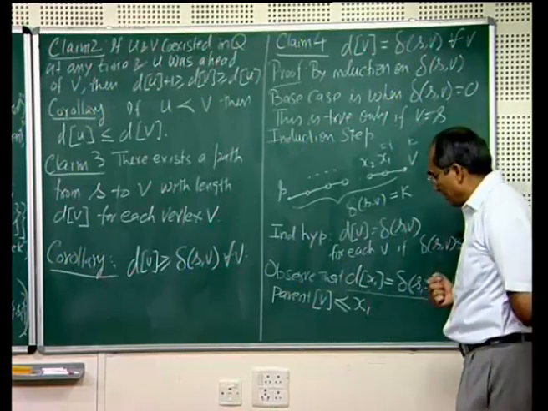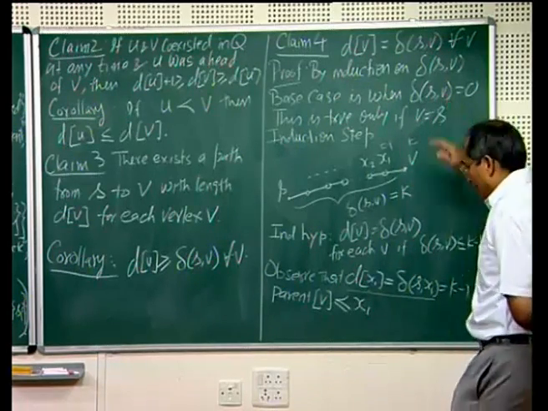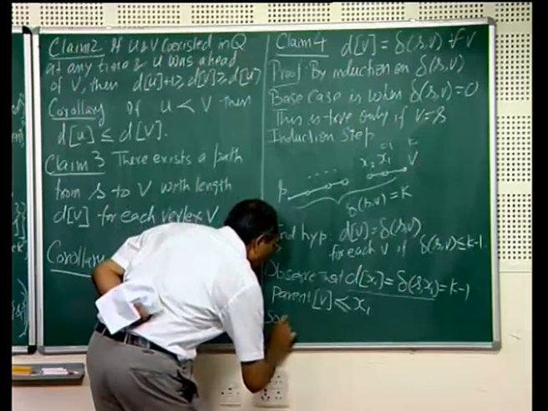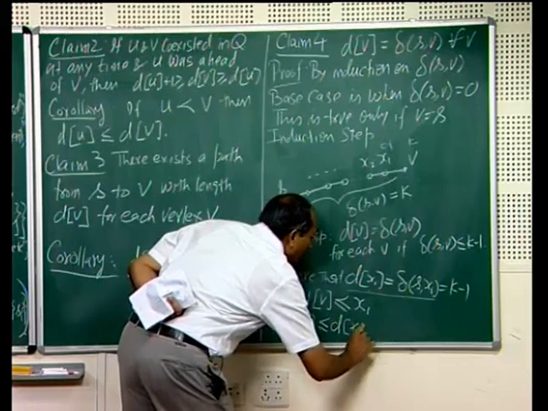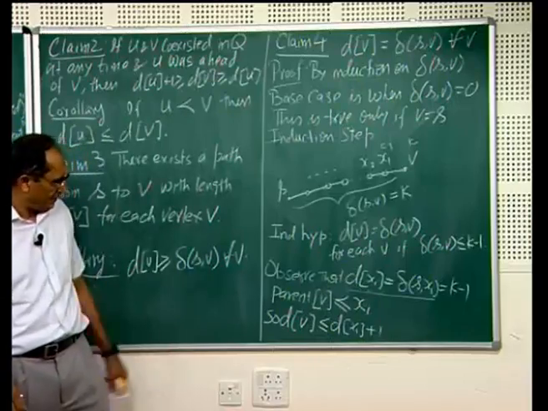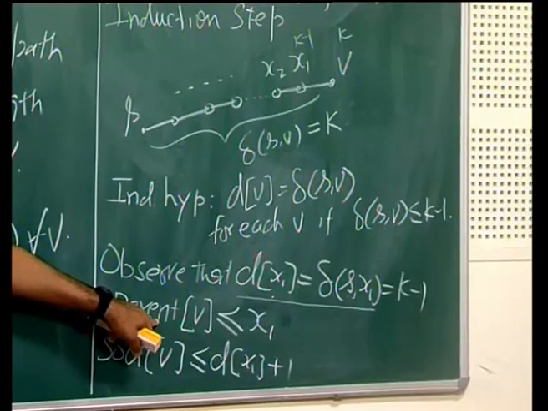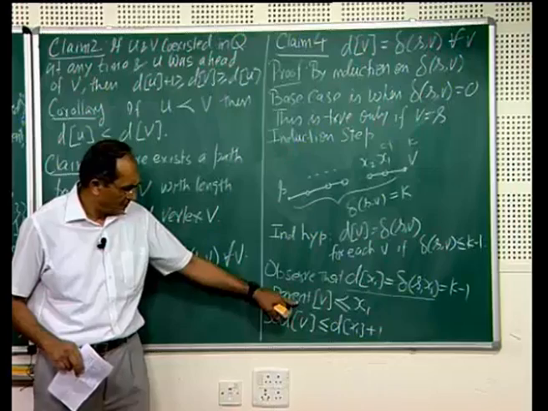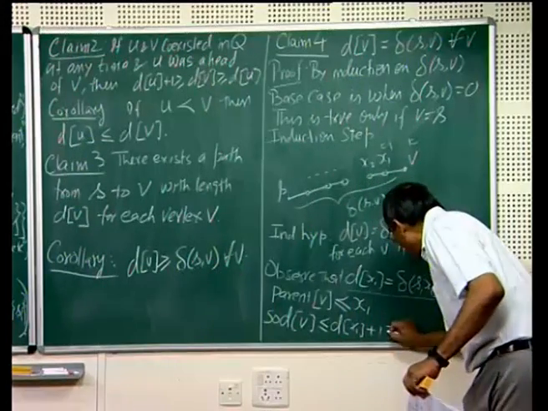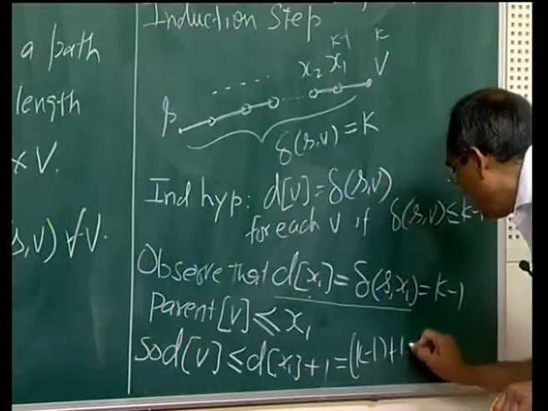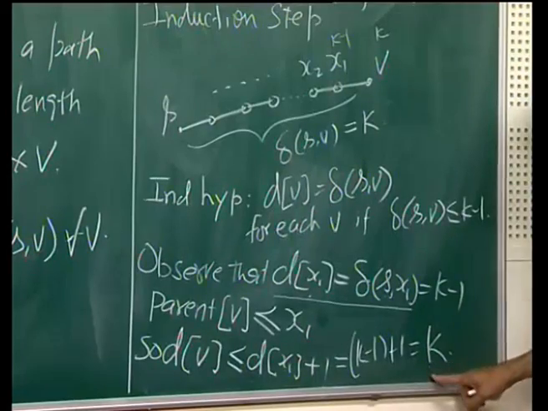In that case, the d value of V is less than or equal to the d value of x1 plus 1. We have proven that. The vertex that comes earlier, its d value is lesser or equal. So, d of V is less than or equal to d of x1 plus 1, which is precisely K minus 1 plus 1, which is K. So, we established that dV is less than or equal to K.